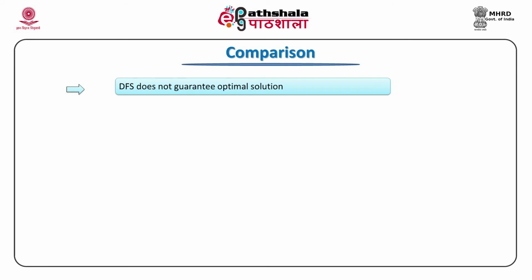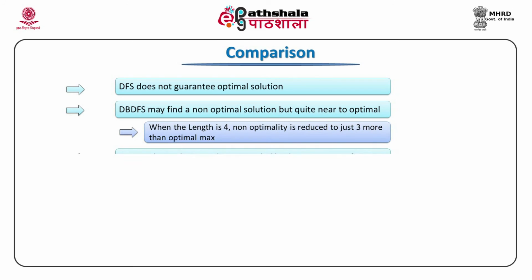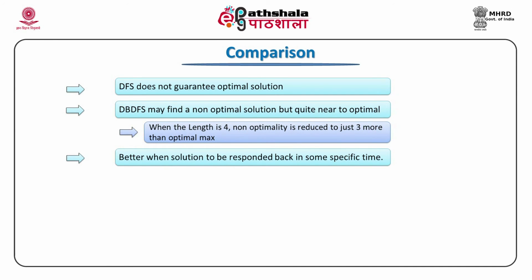DFS, unlike BFS, does not guarantee an optimal solution. You may traverse a very long path and get a solution. If you had traversed the other side, probably you would get it much earlier, but that is it. DFS may not get you an optimal solution. But if you bound it, for example, if you say that I will bound the DFS to 4 levels, and if you get an answer, the difference between the optimal solution and the solution that you get is not more than 3. That is an advantage of depth bound depth first search.